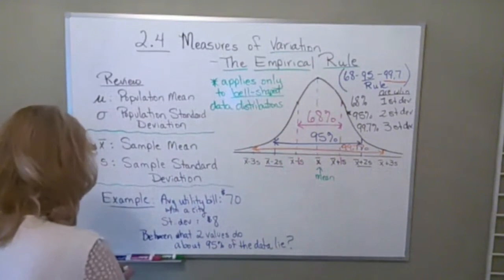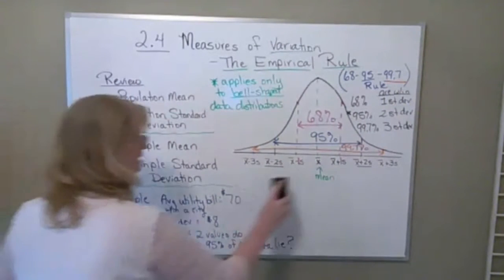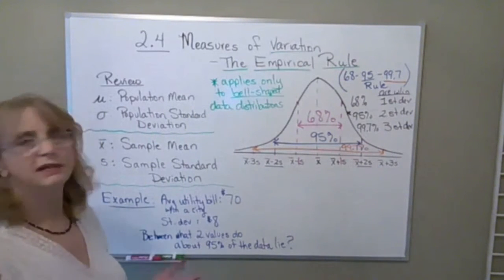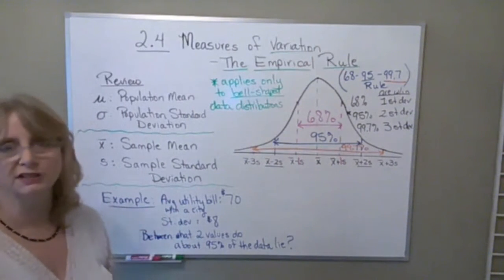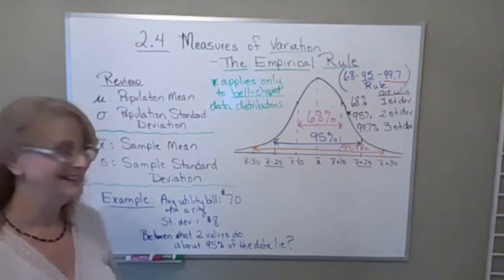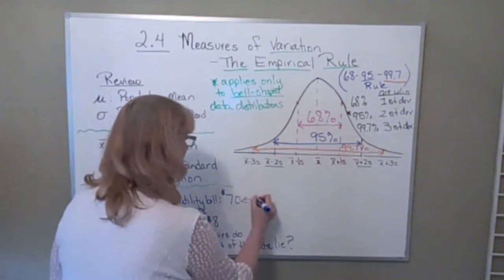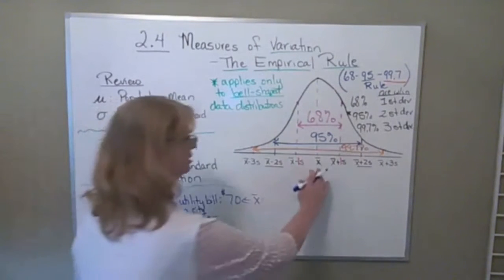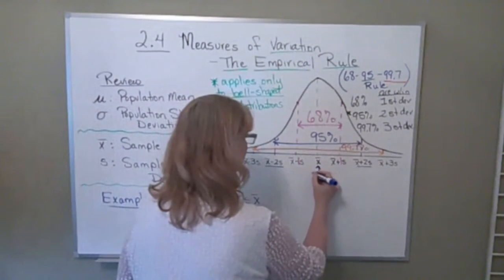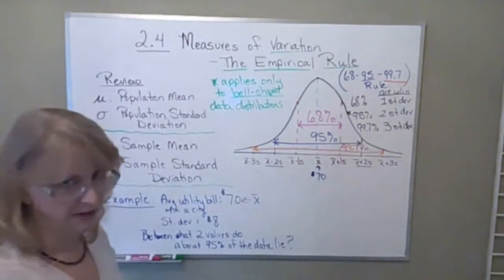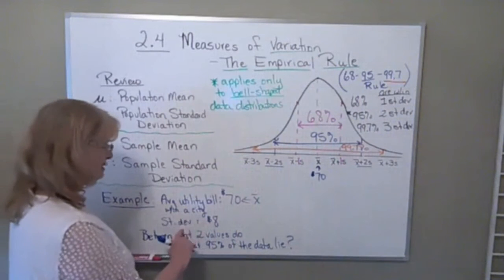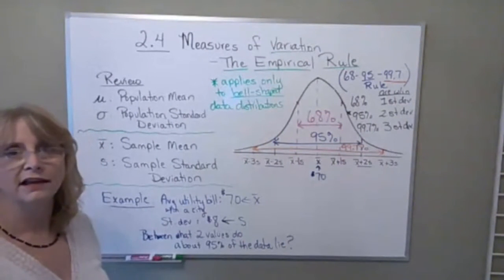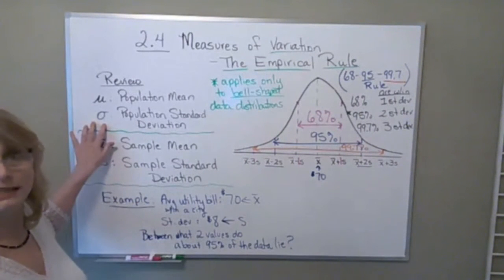Okay, I have a problem here that I got out of the book. Let's look at this problem and see if we can figure it out. So we have a particular city, and the average utility bill in this particular city is $70. That sounds pretty good. Okay, so that is your X bar, your mean. If it was a population, it would be mu. Okay, so over here under X bar, I'm going to put that $70. There's my average utility bill for this city. Now, the other thing they've told me is the standard deviation. So that $8, that is the little s. If it was a population, we would call it little sigma.